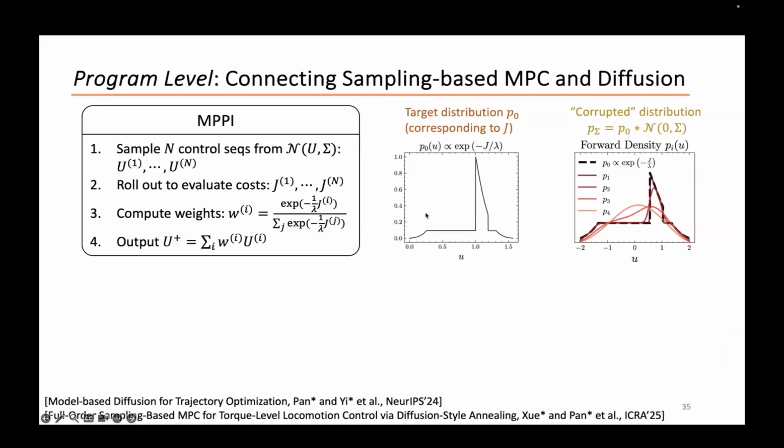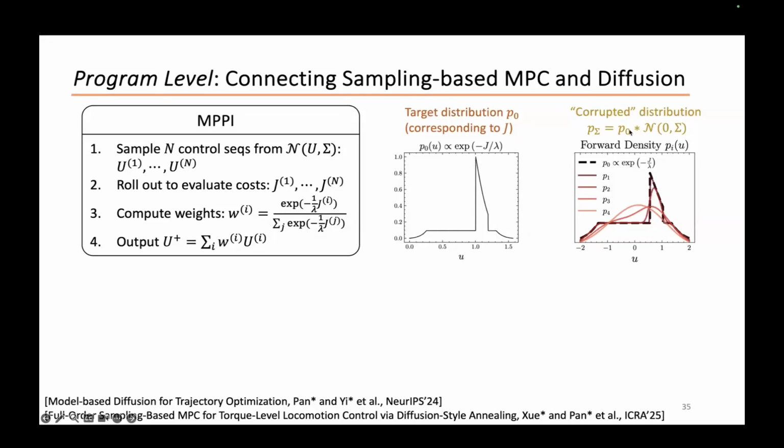So P0 here is a target distribution. It's a PDF proportional to exponential of minus J over lambda. You can see here what we want to achieve is the maxima of this P0, basically the optimal control point.